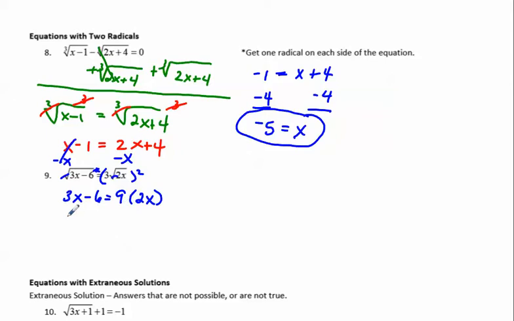So I get 3x minus 6 equals 18x. And now you need to get rid of your x's on one side, so I'm going to subtract 3x from both sides. And I get -6 equals 15x, and then divide by 15.